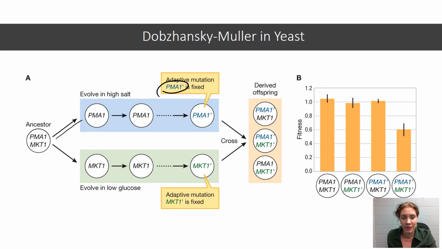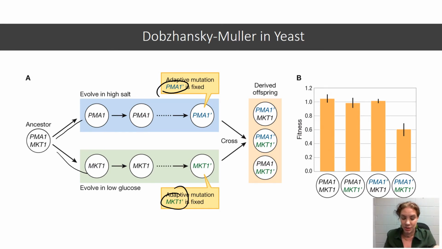Those did really well in the high salt concentrations. The other strain of yeast they raised under low glucose conditions, totally different thing. And these had the MKT gene. They also got a mutation which they called, guess what? MKT prime. Great, or MKT1 prime.